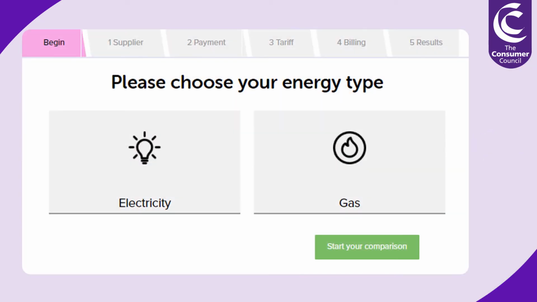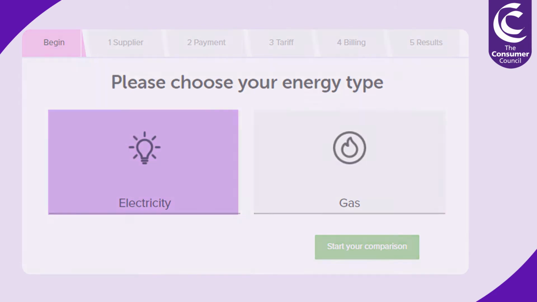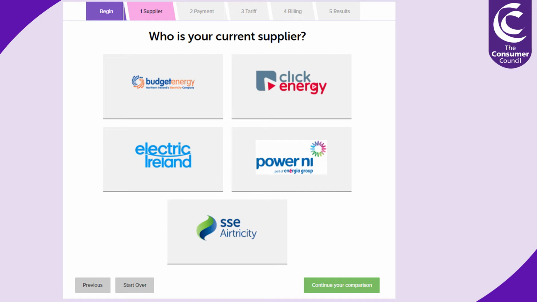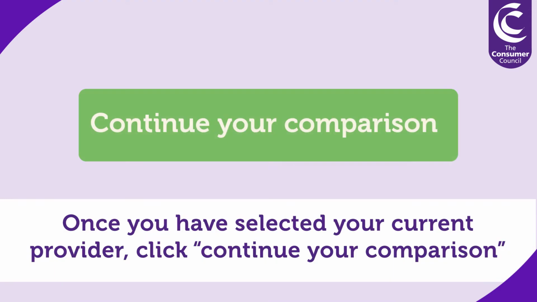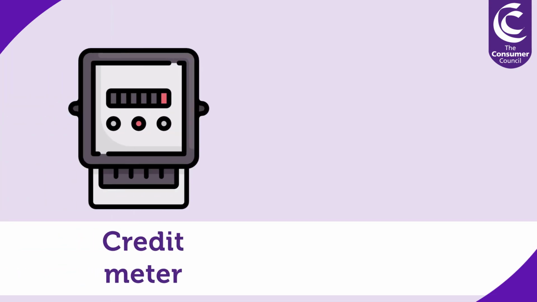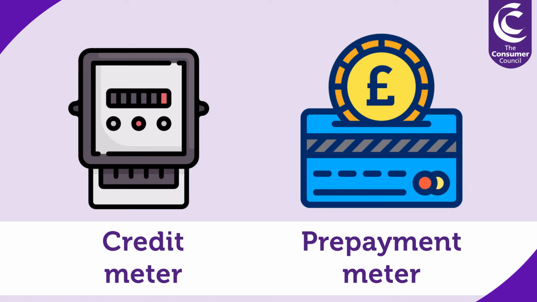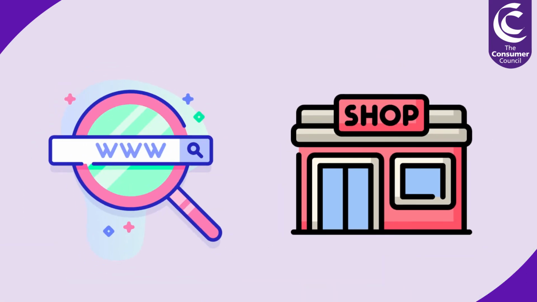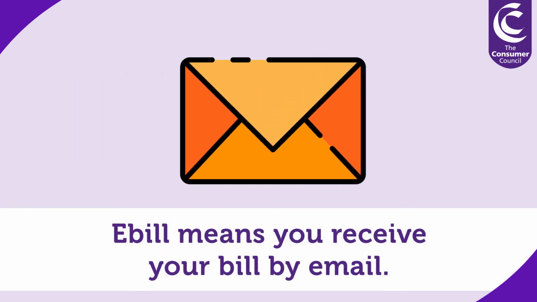Choose your energy type. In this instance, click Electricity. Select your current supplier. Choose your current payment method. You will either have a credit meter where you get a bill or a prepayment meter that you top up online or at a local shop. E-bill means you receive your bill by email.